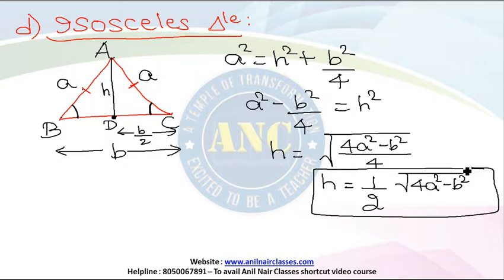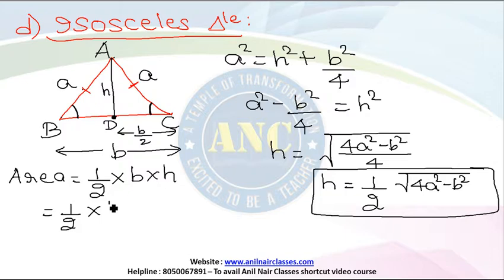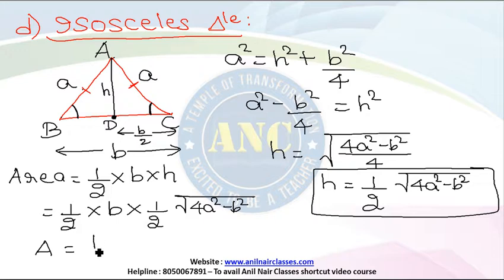A little bit of proof, whatever I have given. But I want to find the area, sir. Can I find the area? Definitely, why not? Area is half into base into height. So this is half into base, which is b, into height, which we just calculated as half of root of 4a square minus b square. That means the area of an isosceles triangle is b by 4 into the square root of 4a square minus b square.